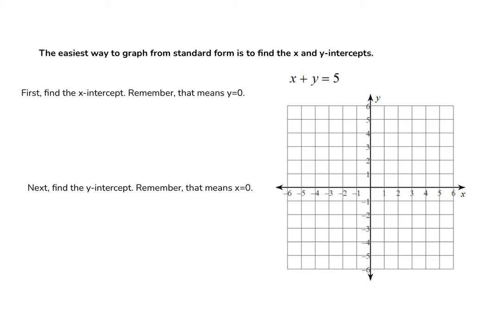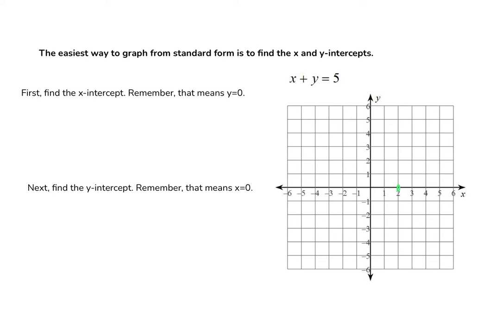So when I have an equation in standard form, the easiest way to come up with points to graph this equation is to find the x and y intercept. Now we need to remember what an x and y intercept means. An x-intercept is a point where your graph passes the x-axis.